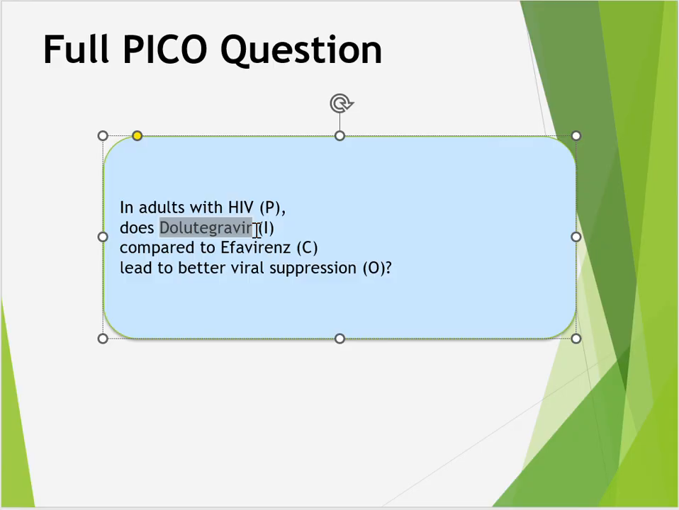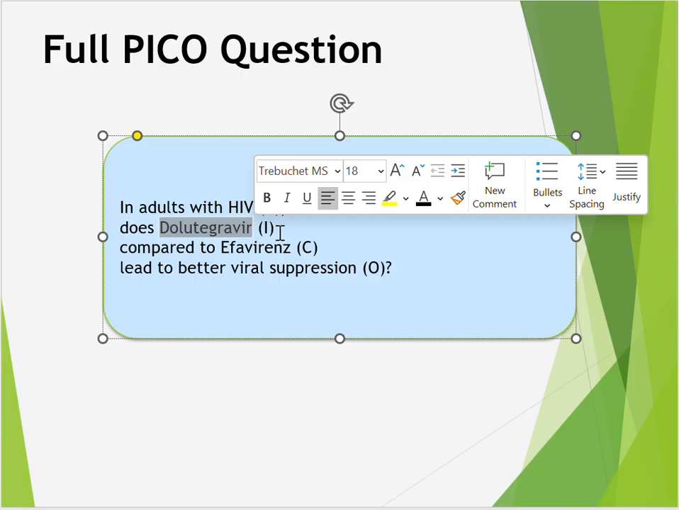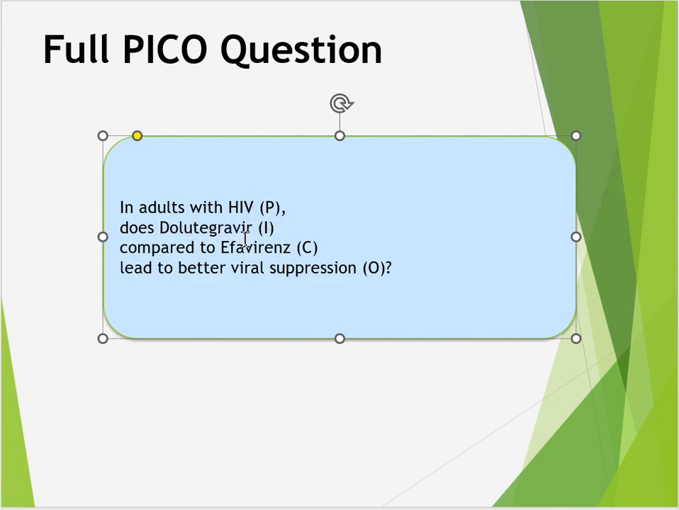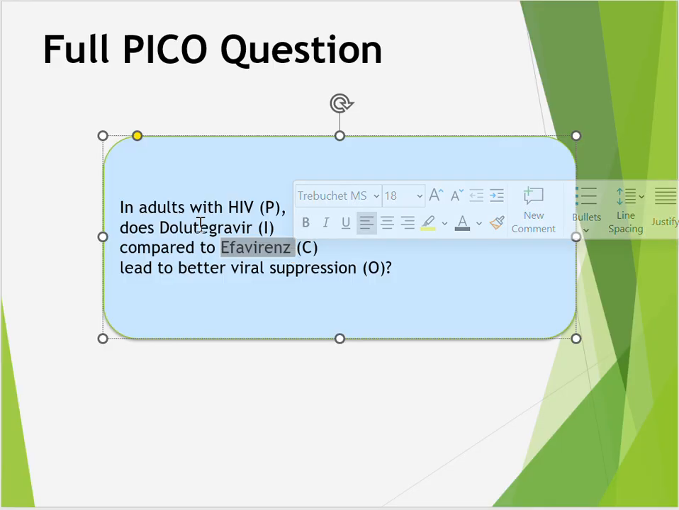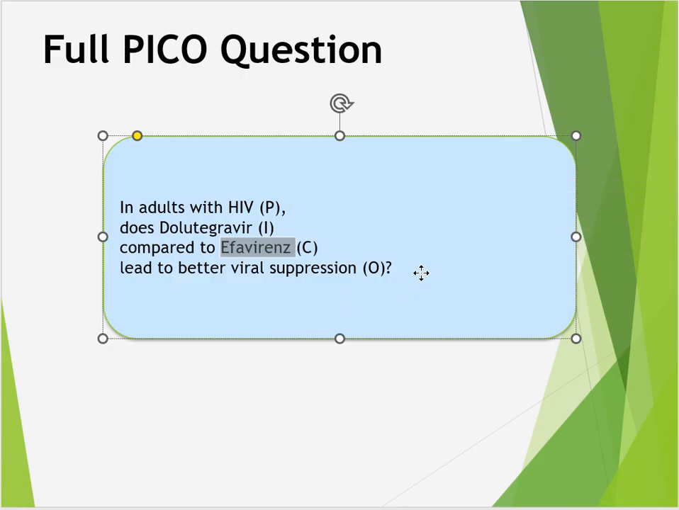That is the intervention. That is what I'm trying to test or bring on board. And then I'm comparing this DTG, that is my intervention, with the standard treatment. For example, in this case, it's efavirenz. And then I'm checking whether the use of DTG can result in better viral suppression. So that will be the outcome.